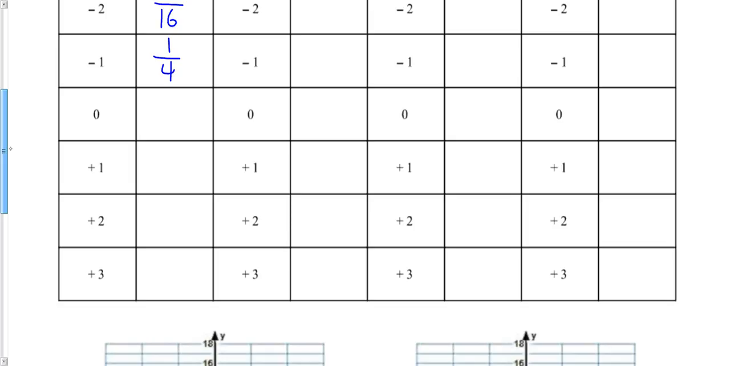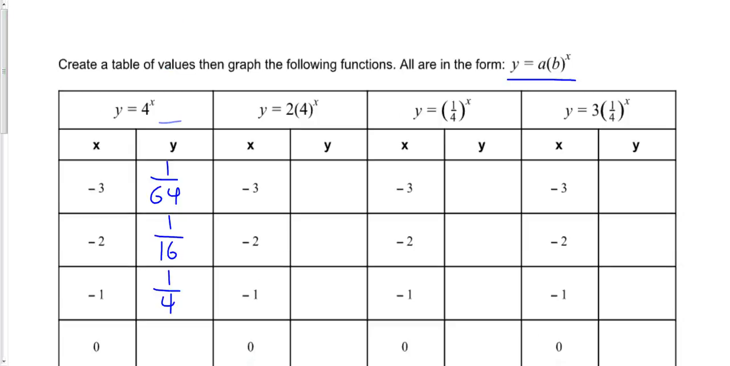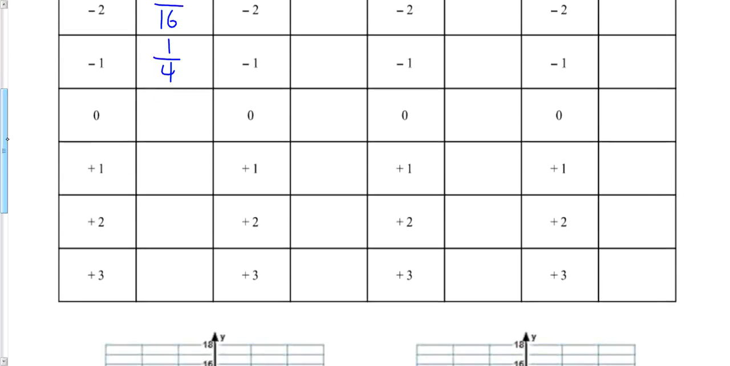4 to the exponent 0 will just give me positive 1. 4 to the exponent 1 gives me 4. 4 to the 2 gives me 16. And 4 to the 3 gives me positive 64.